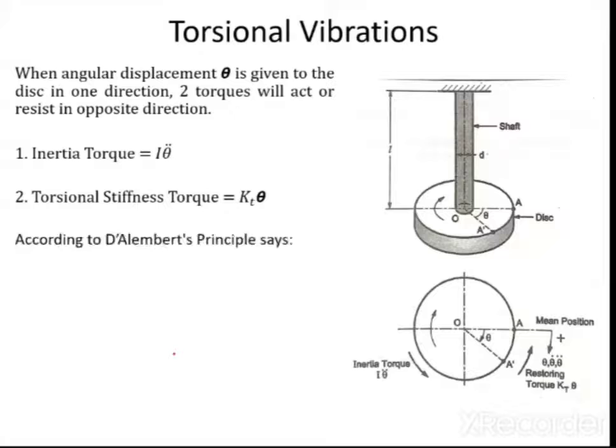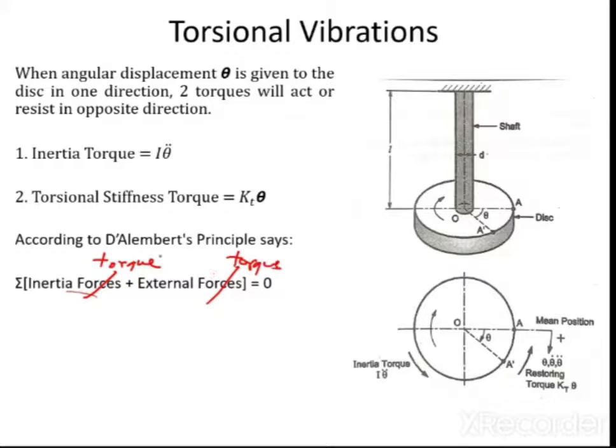Okay. So now D'Alembert's principle. What is D'Alembert's principle? Summation of inertia forces plus external forces is equal to 0. Now instead of forces, I will have a torque. So D'Alembert's principle says that summation of inertial torque plus external torque is equal to 0. Now, guys, very, very important: here we are not interested in the sign. In the Newton method we have to take care of the sign convention, but here you need not consider the sign.